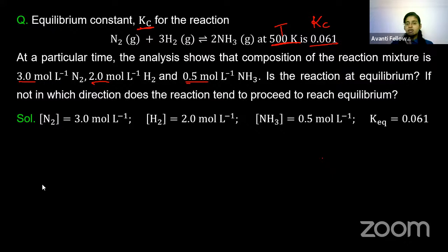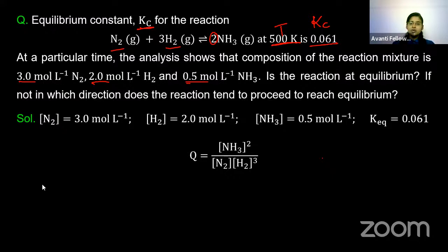So now what we have to do, we have to find out the Q because we do not know whether it is in equilibrium or not, right? Only if it is in equilibrium, we can write K. If it is not in equilibrium, we have to write Q. Okay. But the expression is same only. Q is also equal to the product concentration raised to the power stoichiometric coefficient divided by the reactants concentration raised to their stoichiometric coefficient. Expression is same.